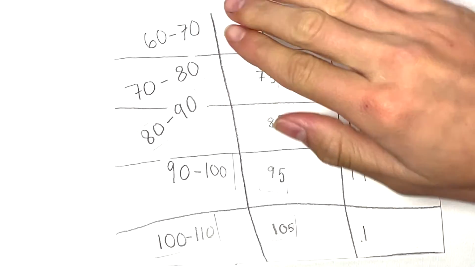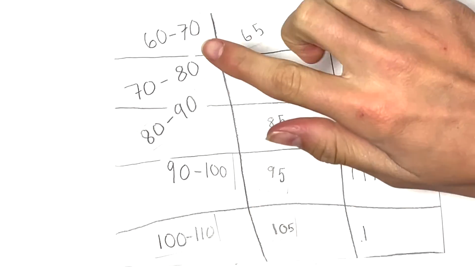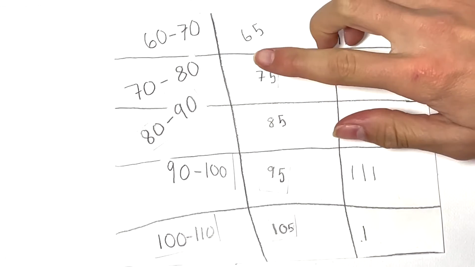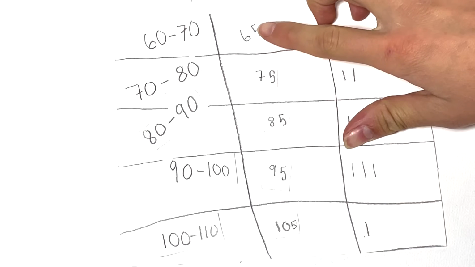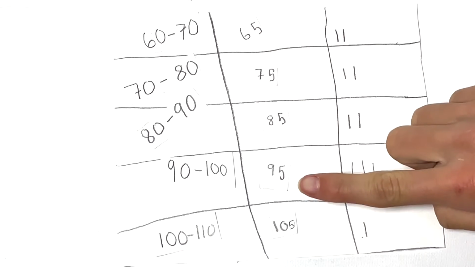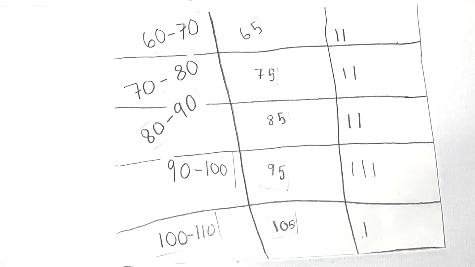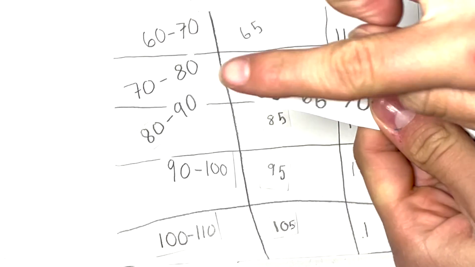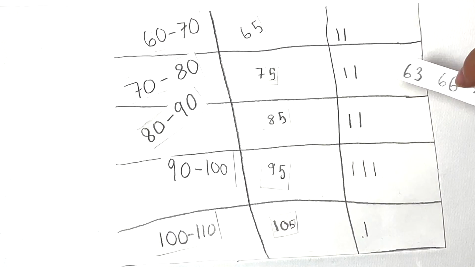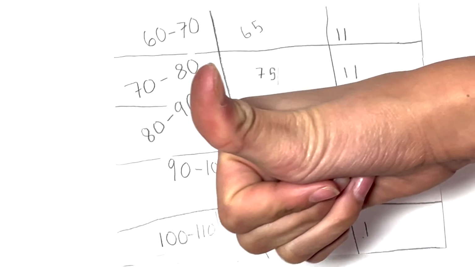Then, after you're done organizing your data, you put what number falls exactly in the middle of each bin. In this case, it would be 65, 75, 85, 95, and 105. In the third column, you will put a tally of the numbers that fall in each bin. For example, in the bin 60 to 70, there are 2 data points that fall into that bin. Once you have finished your table, you are now ready to construct your histogram.